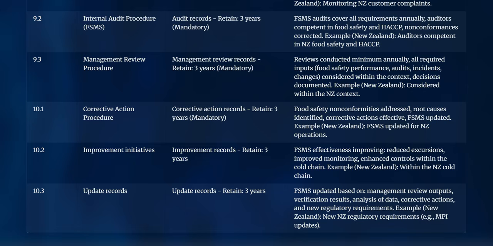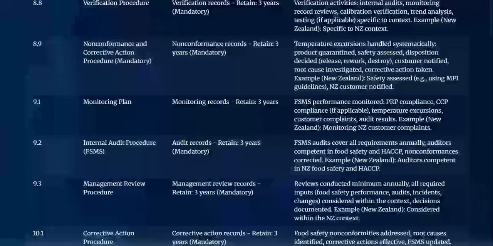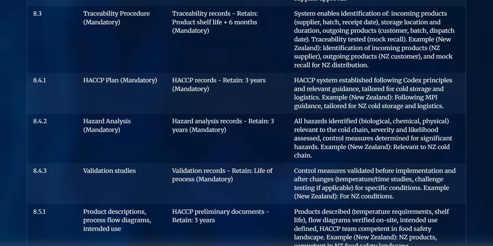cold chains. And finally, clause 10.3 requires you to update the records and keep the updated records for 3 years. Here the auditor will look for evidence that the food safety management system is updated based on management review outputs, verification results, analysis of data, corrective actions, and new regulatory requirements. So those are all the documents you need to excel in your food safety management system.